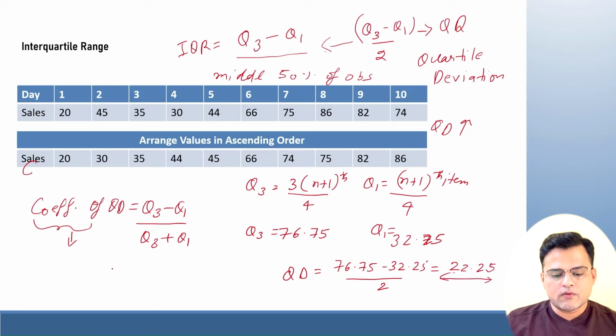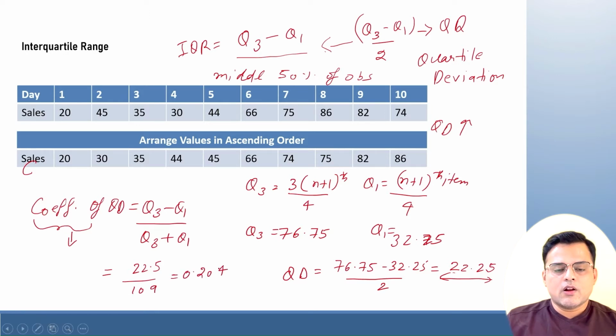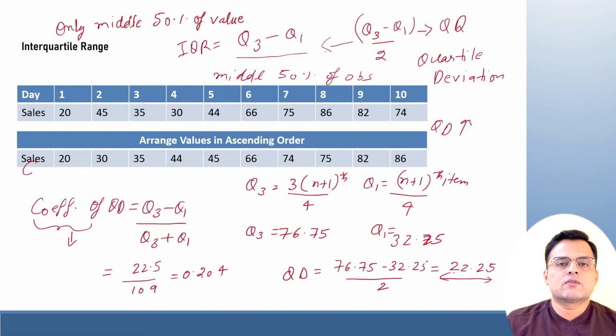And what is the coefficient of quartile deviation? Coefficient of quartile deviation is 22.5 divided by 109, which is equal to 0.204. Now, what is the drawback with interquartile range? The drawback is it considers only the middle 50% of values. So that's why IQR is mainly used for outlier detection.